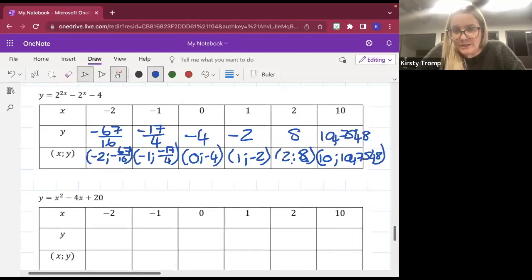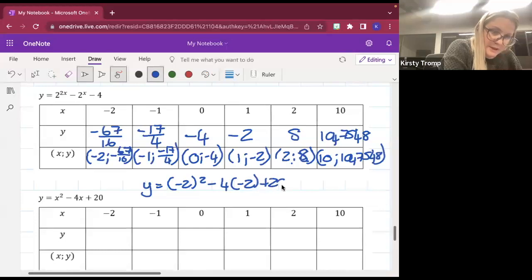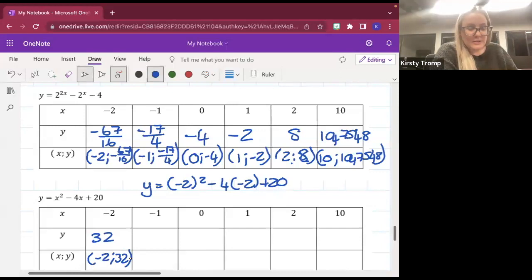All right. So let's go have a look. What am I going to do now each time? I'm going to substitute in. So I've got my first one, y is equal to negative 2 squared minus 4 times negative 2 plus 20. And I'm seeing that I get 32. So I'm going to have negative 2 and 32. All right. What am I going to do then? I'm going to go replace that negative 2 with negative 1.